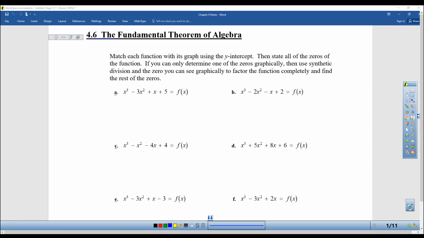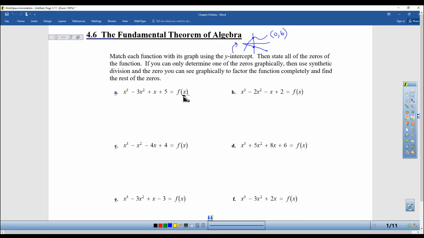Today, we're going to be studying more about the zeros of a function, which, when they're real, are the same thing as the x-intercepts of a function. But let's start with a little bit of review here. The directions say to match each function with its graph using the y-intercept. Remember that a y-intercept is where a function crosses the y-axis. And every single time a function crosses the y-axis, no matter where that happens, the x-coordinate is 0.